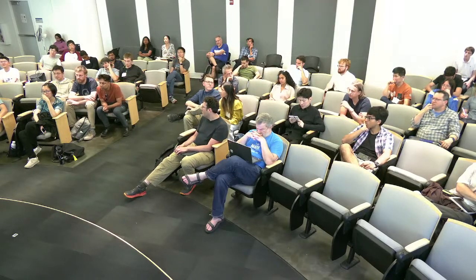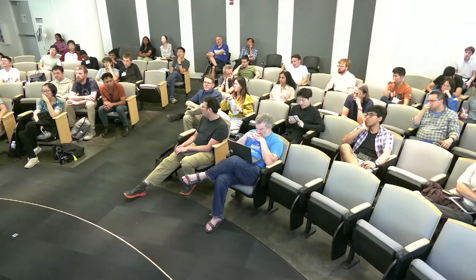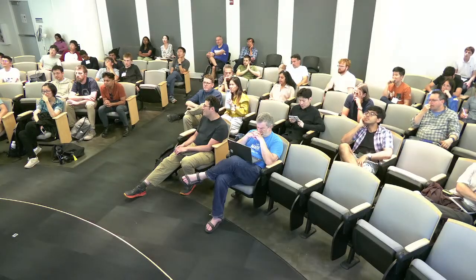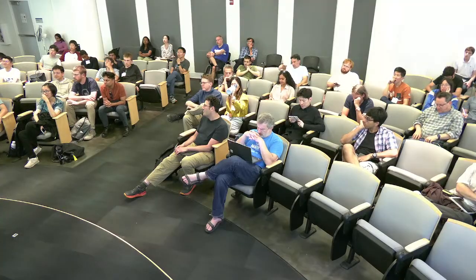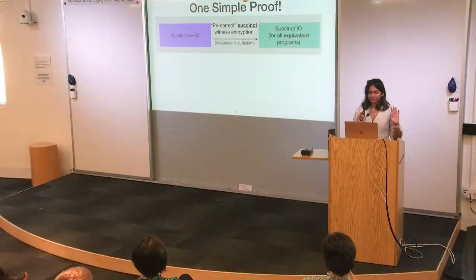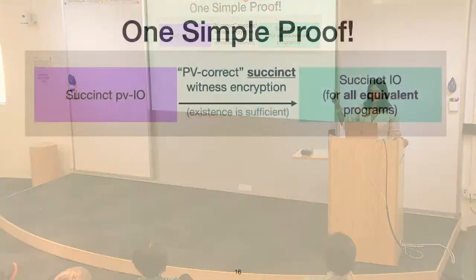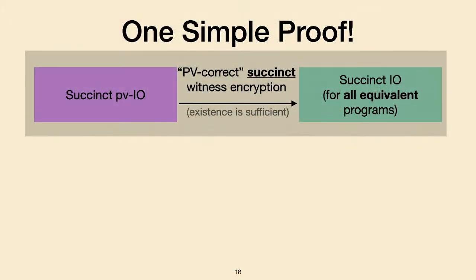Okay. So this will be the one proof that I'll go over in full today. Maybe I'll tease out some other details from other proofs, but this is the main one. So the goal is to construct succinct I/O from succinct PV/IO and succinct witness encryption.